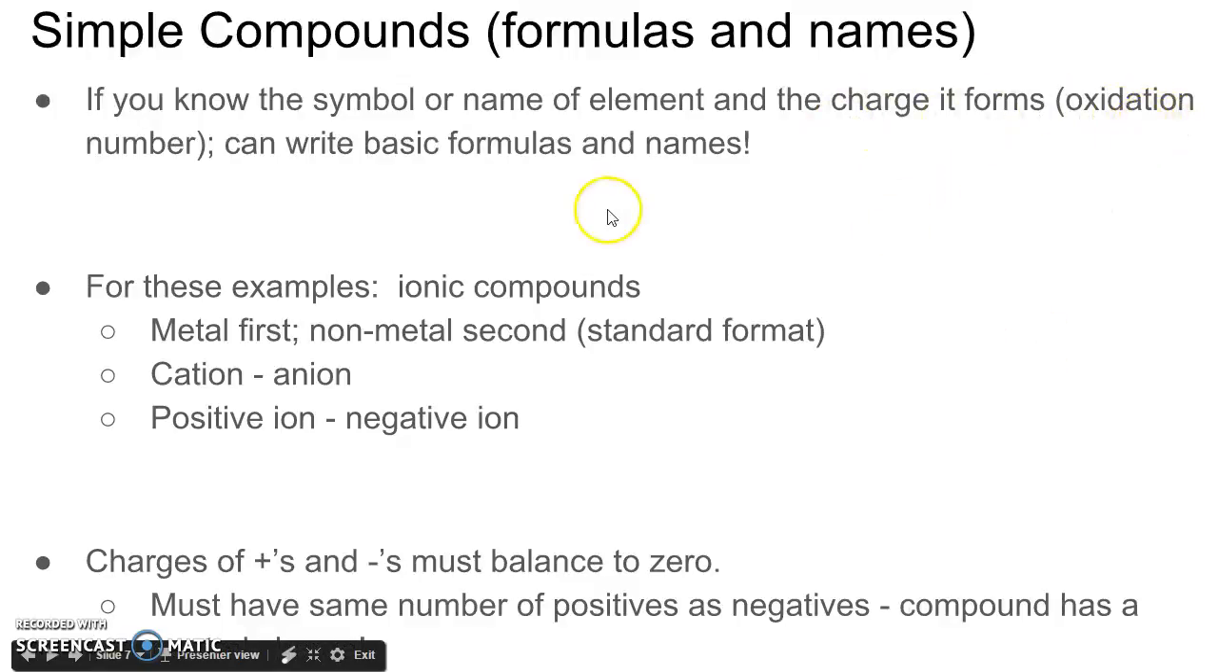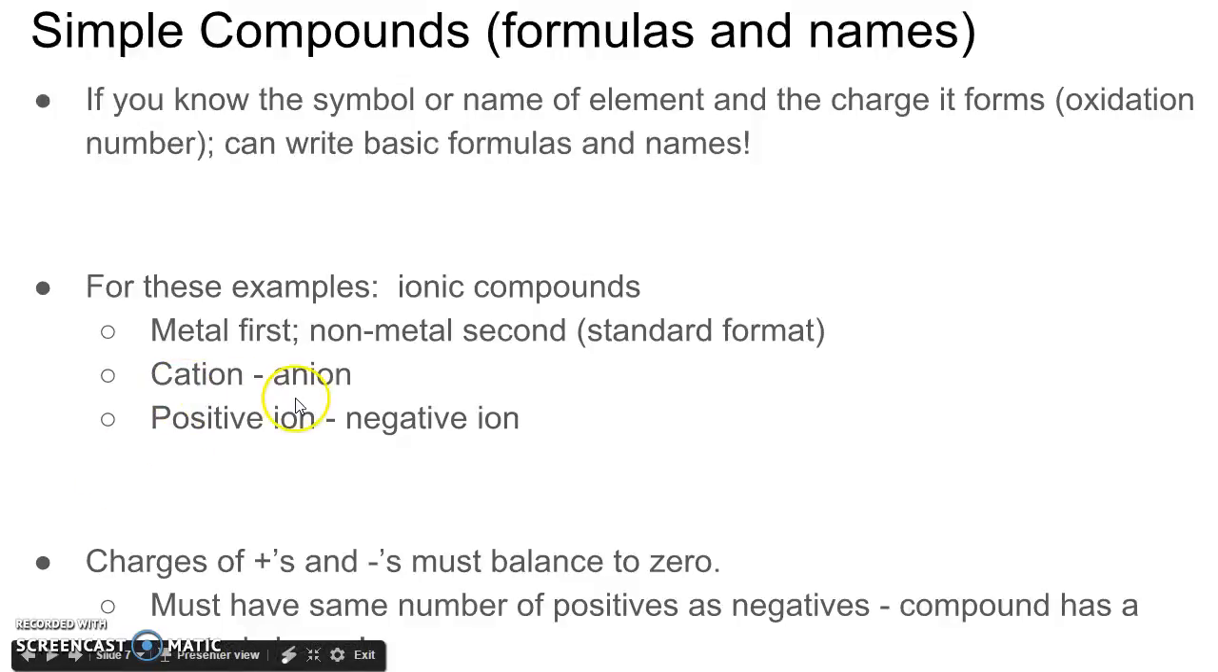If you know its oxidation number, which you should for everything that's in column 1, column 2, column 3, and then all those nonmetals, you know their charges. You can write basic formulas and names. For these examples, I'm just going to give you standard examples of ionic compounds, which means it's a metal and a nonmetal. You always write the metal first, so remember that dividing line on your periodic table. You're going to put the metal first and then the nonmetal second. That is the standard format that we will always use for an ionic compound.